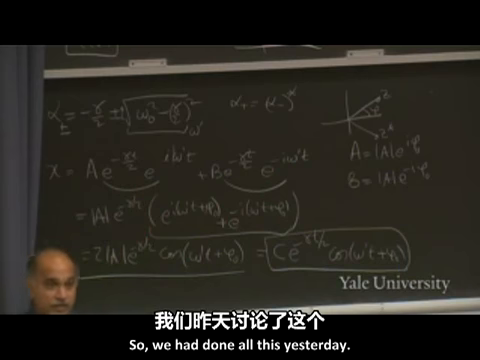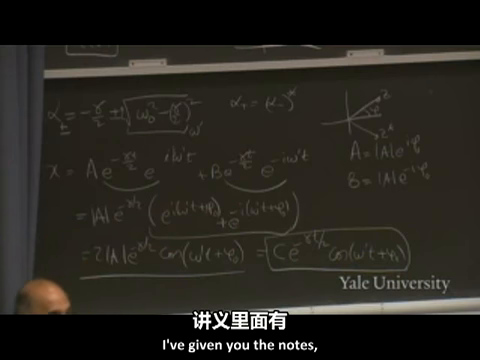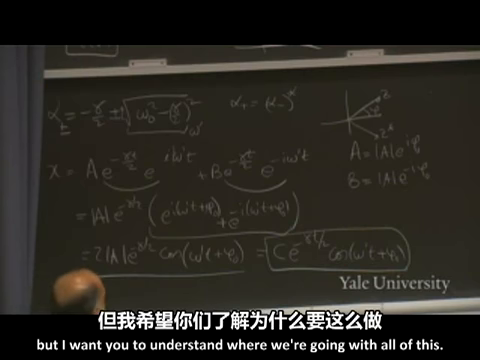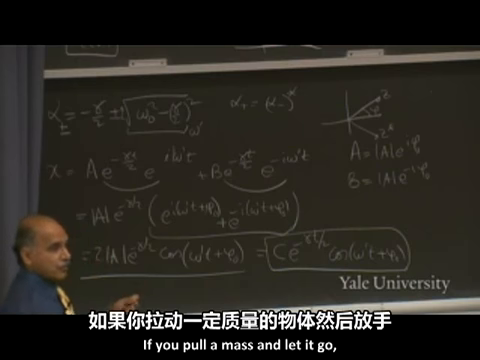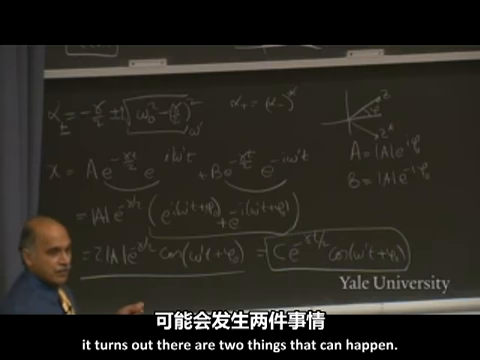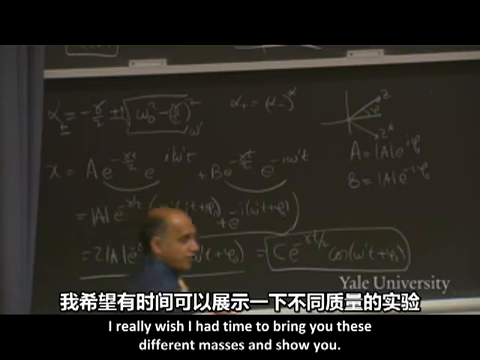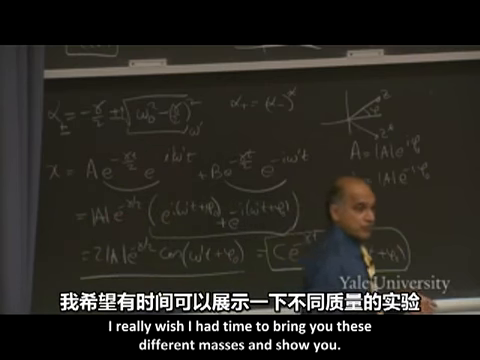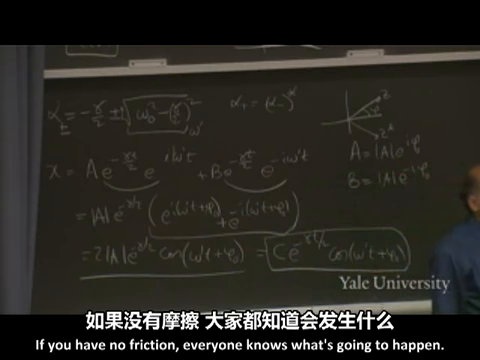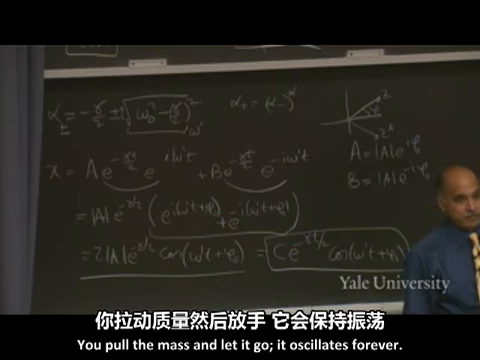So we've done all this yesterday. I've given you the notes, but I want you to understand where we are going with all of this. If you pull a mass and let it go, it turns out there are 2 things that can happen. I really wish I had time to bring you these different masses and show you. If you have no friction, everyone knows what's going to happen. You pull the mass and let it go, it oscillates forever.